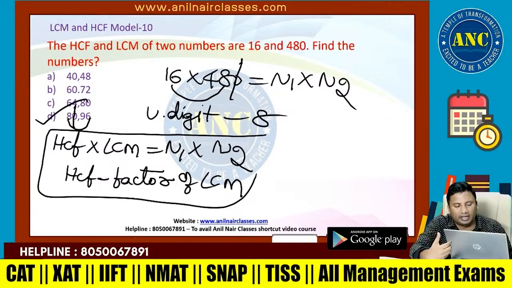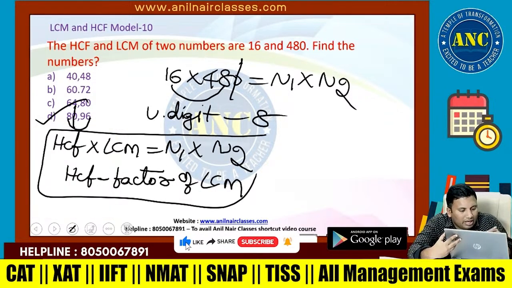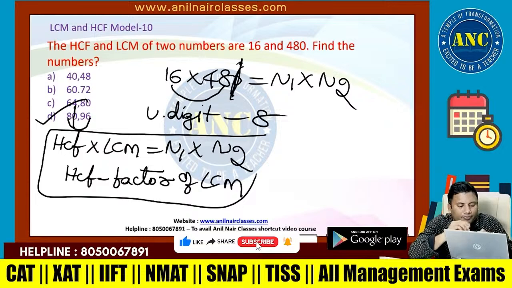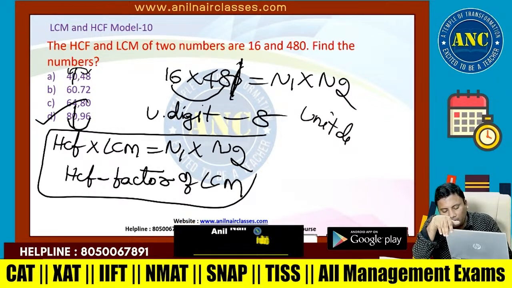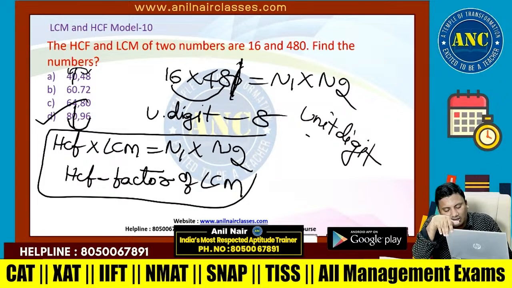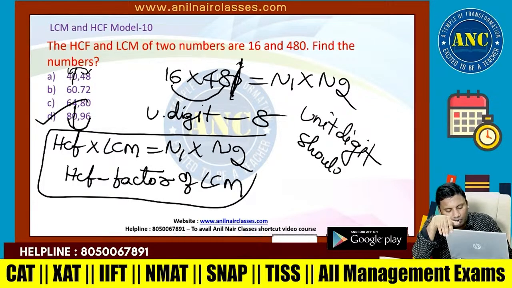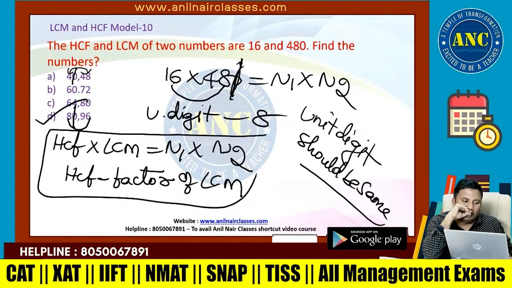Again, I am explaining. 16 into 480 is N1 into N2. If I eliminate 0, 6 8s are 48. 8 4s are 32. The unit digit should be the same. So the first answer is 80 and 96.